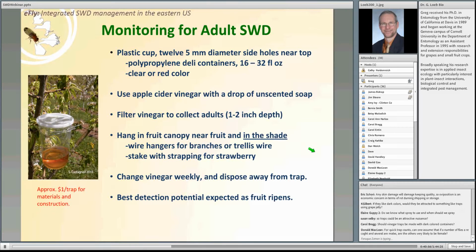Okay, so monitoring for spotted wing adults. That's where our focus has been mainly. You could potentially also monitor larvae in the fruit, but what you want is early detection, as soon as you can, before you actually start getting infestation, to detect that the adult spotted wing is present.